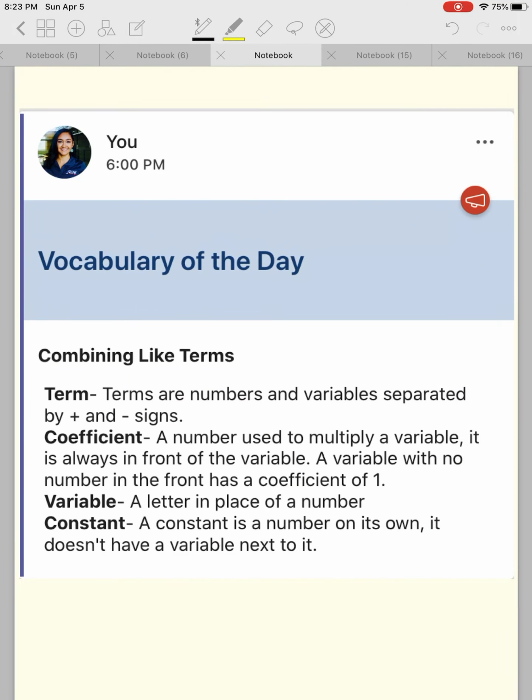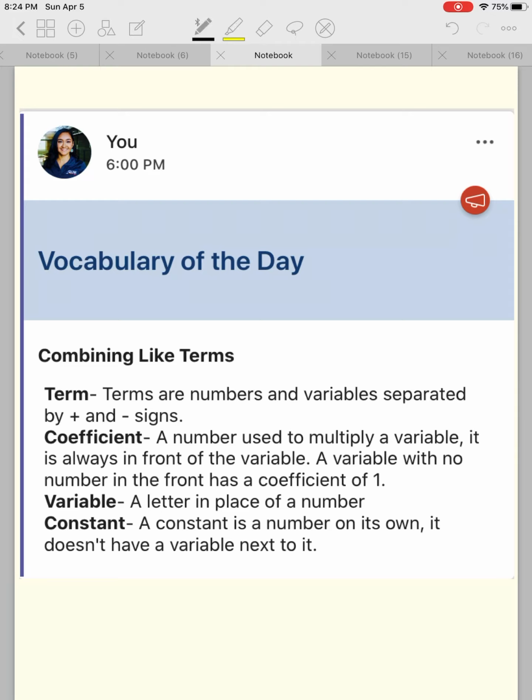So today we're going to be discussing the word term, and terms are numbers and variables separated by plus and minus signs. We're also going to discuss coefficients. You should be writing this down in your notes. Pause it if you need to. A coefficient is a number used to multiply by a variable. It is always in the front of the variable, and sometimes you'll have a variable with no number in the front, and that simply has a coefficient of 1.